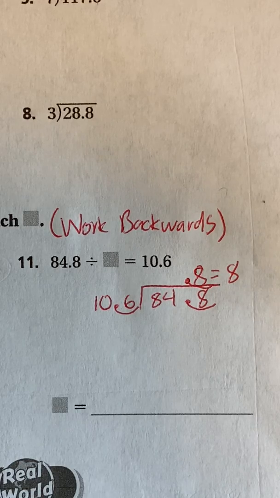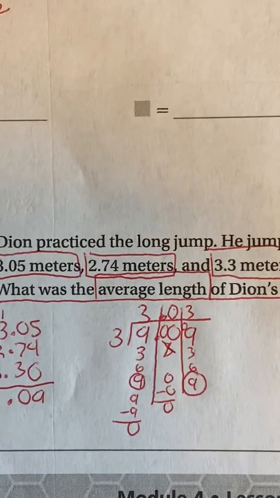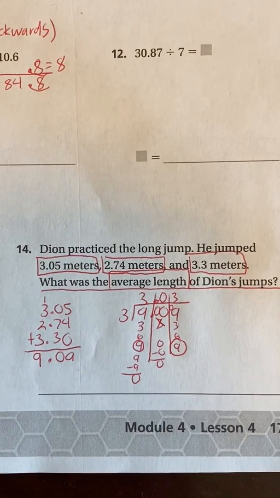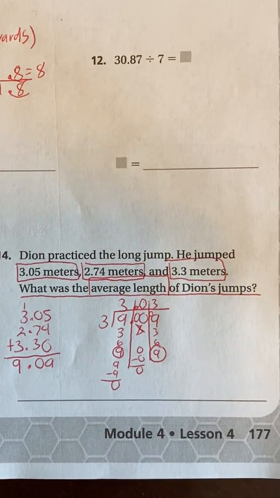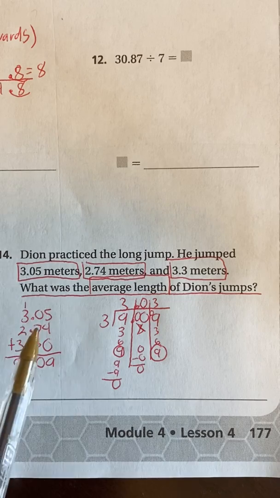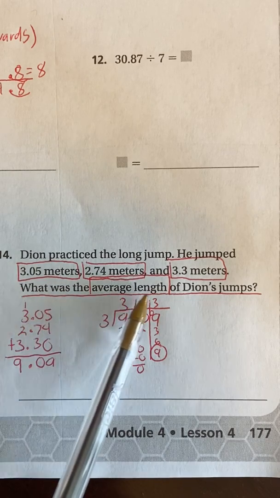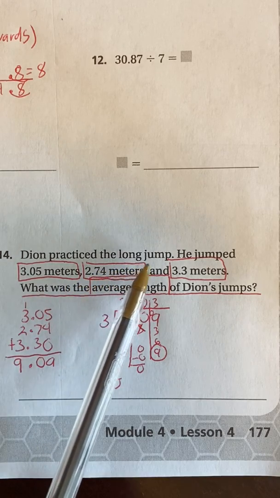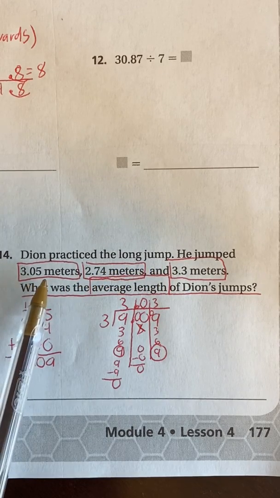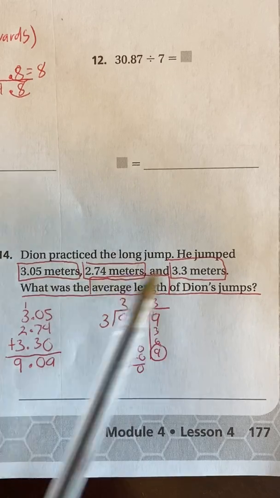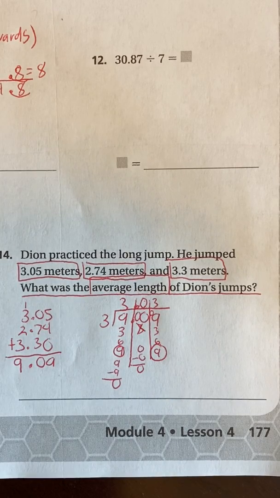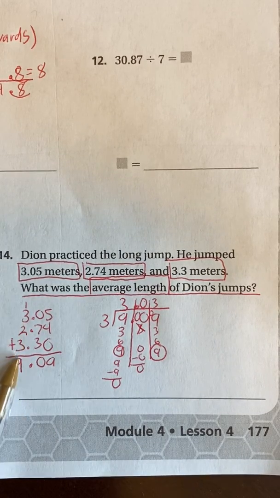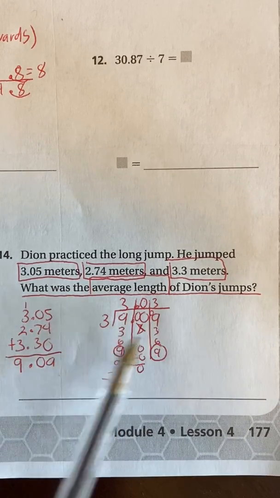All right. Let's take a look at our problem solving. Okay. The question wants to know what was the average length of Dion's jumps. So Dion practiced for the long jump. He jumped 3 500ths, 2 7400ths, and 3 3/10. So in order to find the average, I need to add all of these numbers up. So that's what I've done right here. And then I'll divide by 3 to find the average.